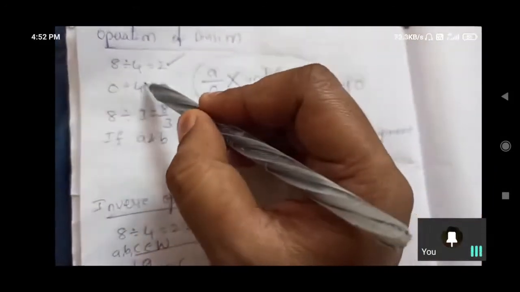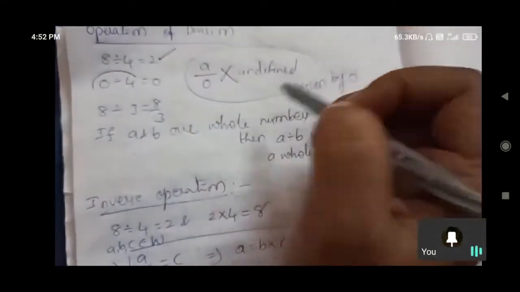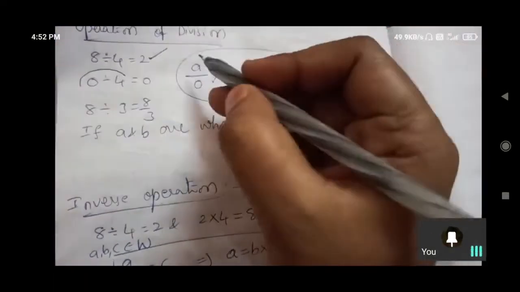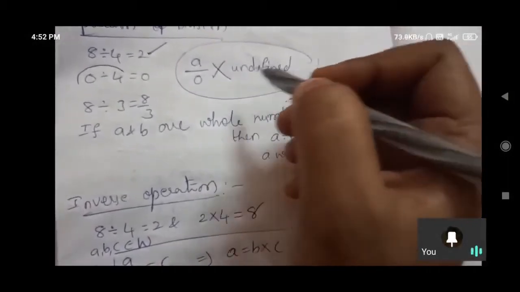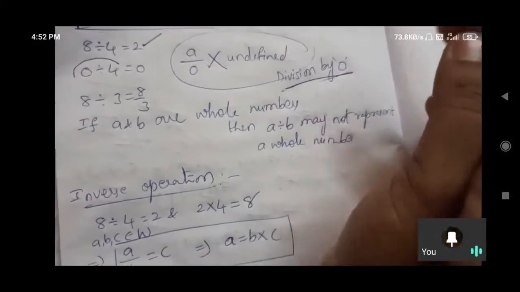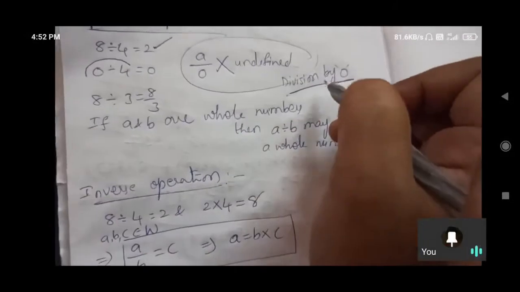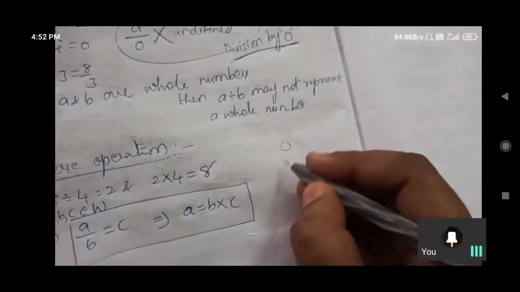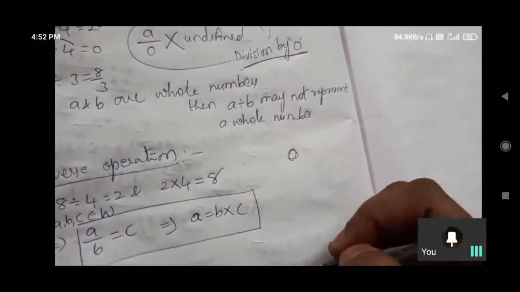Anything divided by 0 is undefined. Division by 0 is undefined, okay? We should not do it in this manner. This is undefined, and 0 divided by something is 0 only. Okay, anything we can divide 0 by, what is there? 0 only.